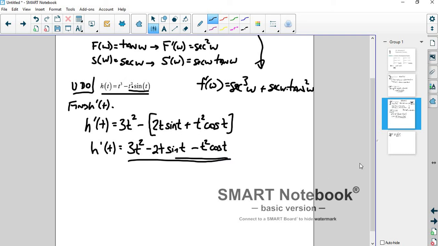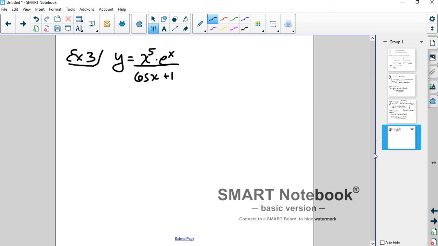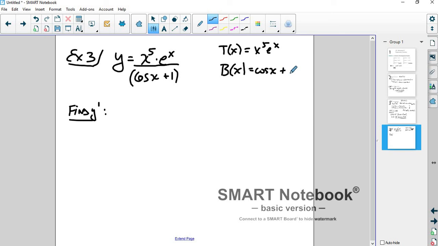Okay? I'm going to do one more example where we combine multiple rules. Here we have a fraction. It's x to the fifth times e to the x, and then the denominator is cosine of x plus 1. And so if we're going to find y prime, what's the big picture here? The big picture is I have a numerator and a denominator. So I have a top function, which is x to the fifth e to the x, and I have a bottom function, which is cosine of x plus 1.